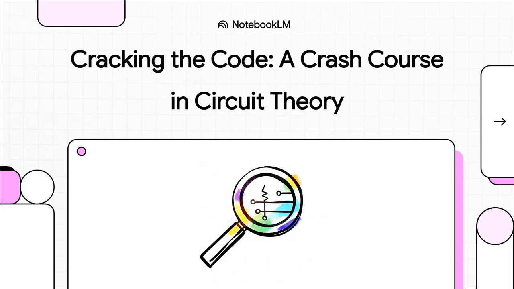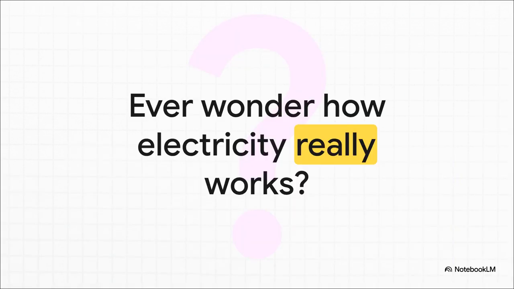All right, welcome. Today, we are cracking the code on circuit theory. The fundamental rules that make literally everything from your phone to your refrigerator actually work. I mean, really think about it for a second. We use it all day, every day. But how does that electricity actually get from a plug in the wall to this screen in a way that makes sense? Honestly, it feels like magic, but it turns out it's all based on just a few core principles.